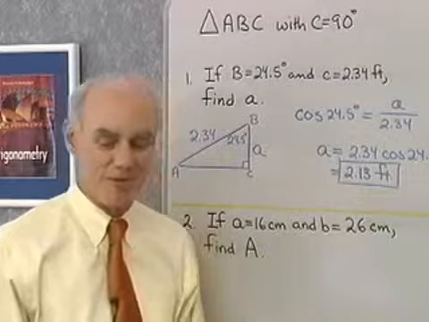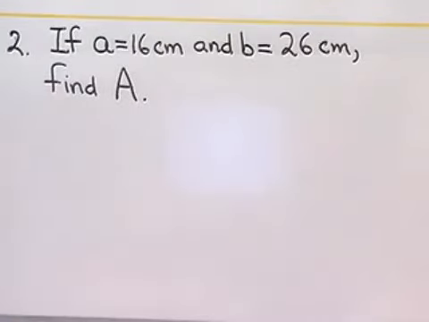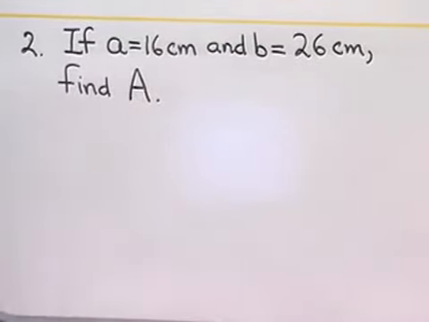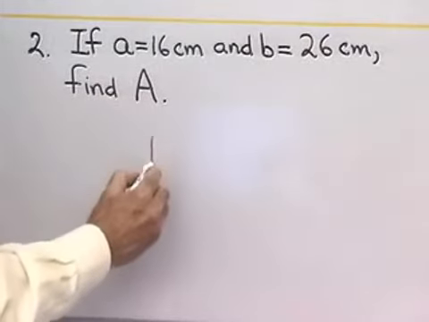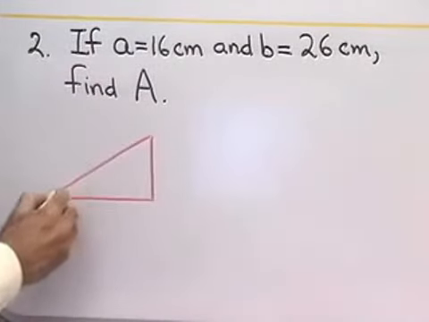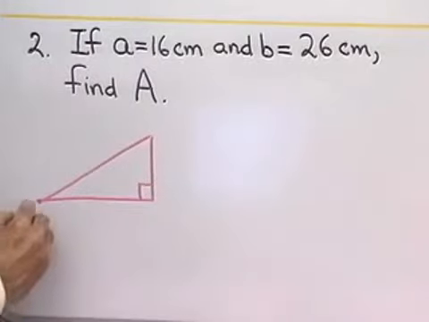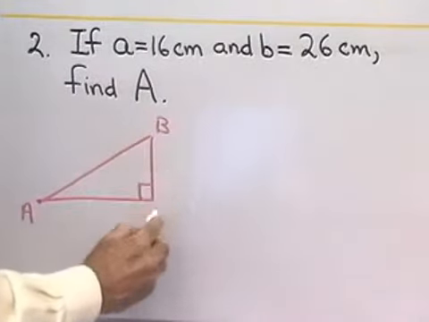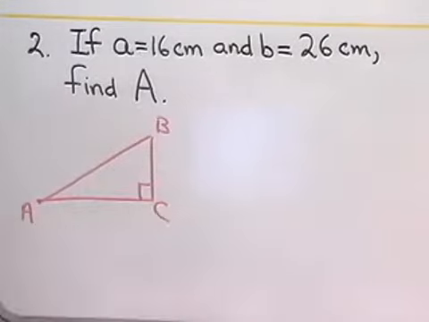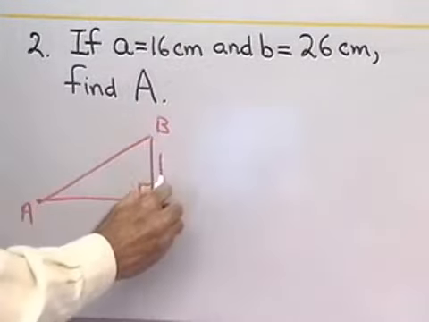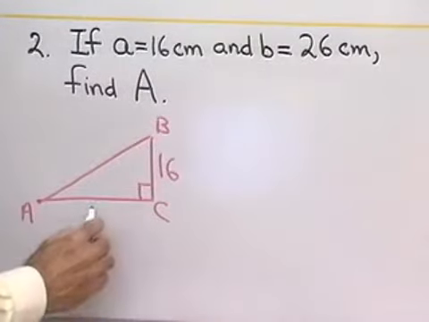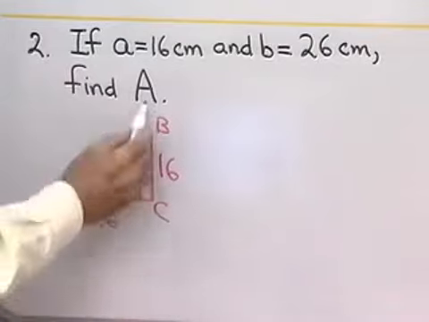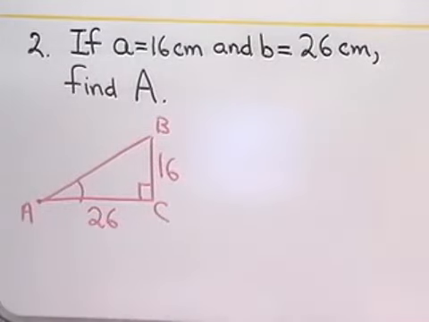Here's another problem. This time I'm given angle A. Side A is 16 centimeters, side B is 26 centimeters, and I want to find the measure of angle A. So again, I'll begin by just drawing a diagram. Doesn't have to be accurate, I just need something to label. Here's angles A, B, and C is the 90-degree angle. Side A is 16 centimeters, so I'll label side A with that. Side B is 26 centimeters, so I'll label side B with that. And then I'm looking for angle A. So this is what I want to find right here.